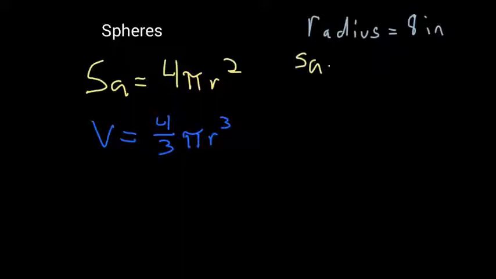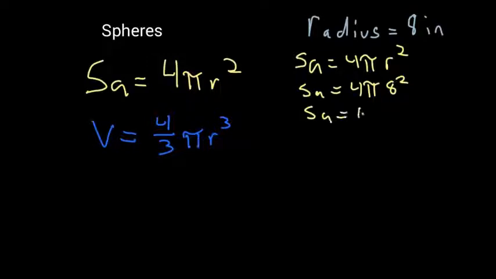So surface area equals 4 times pi times radius squared, and our radius is 8. So our surface area equals 4 times pi times 8 squared. 8 squared is 64. Then we'll take 64 and multiply it by 4. So my surface area is going to equal 256 pi.